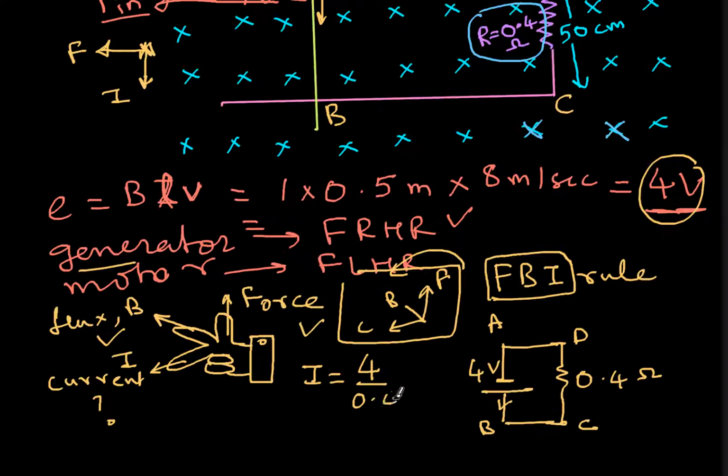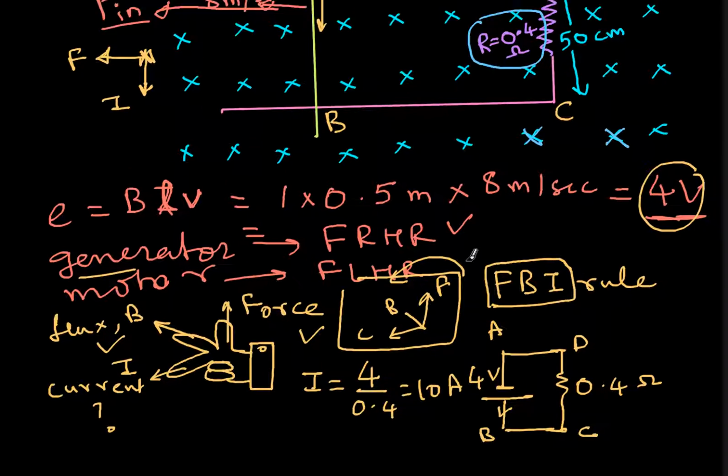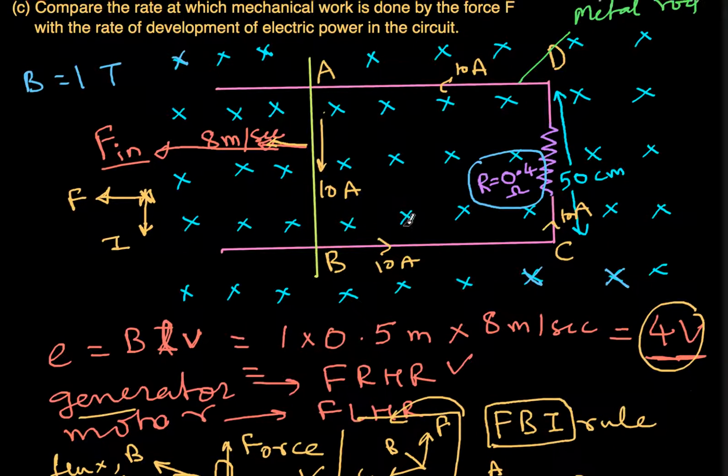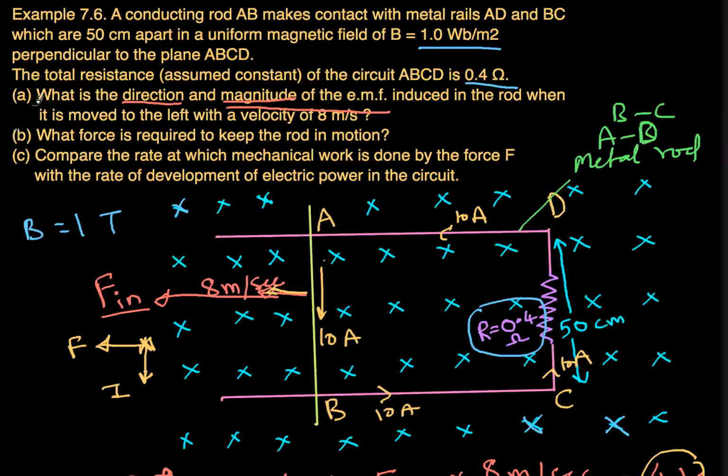So 4 by 0.4, that is 10 amperes of current. So when I move this conductor left with 8 meters per second, 10 amperes of current is flowing in this one, 10 amperes is flowing here, 10 amperes is flowing here, and 10 amperes is flowing here. So this is the direction and magnitude of the current. So if I go back, the part A of the question is completely solved.